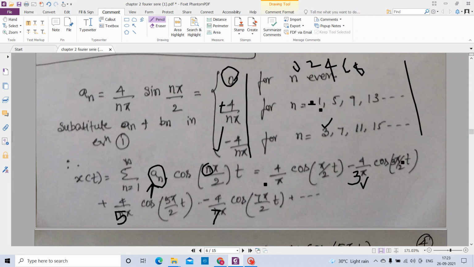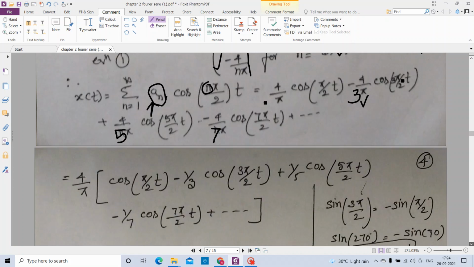Cos of 3 pi by 2 into t. Again here, 1 is taken, 2 is 0, 3 is taken, 4 is 0, so 5. So 4 divided by 5 pi cos of 5 pi by 2 into t. Similarly, 6 is 0, so I have to take 7. So minus 4 divided by 7 pi cos of 7 pi by 2 into t. So it goes on like that.